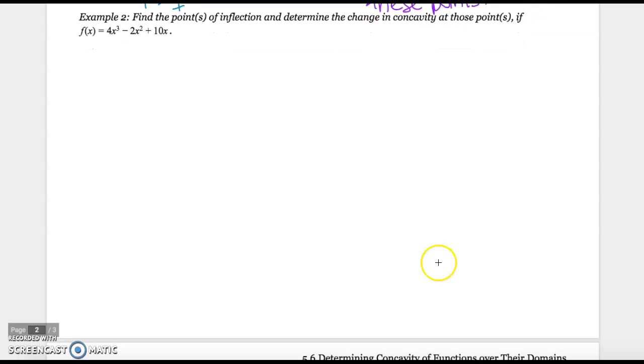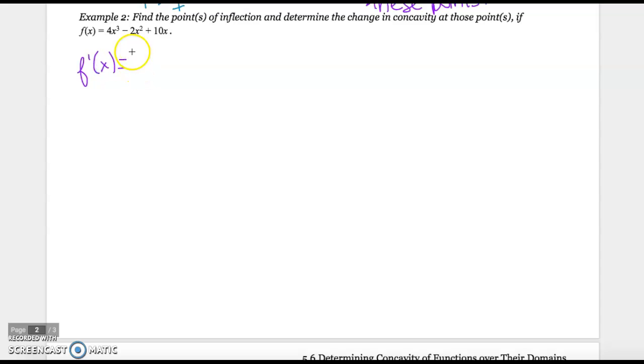All right, let's do another example. So in this one, it says find the points of inflection and determine the change in concavity at those points, if f of x equals this function. So we're still going to follow the same setup as what we did in example 1. And then we're just going to talk about how it actually changes concavity. Does it change from concave up to concave down, or vice versa? And so let's do it.